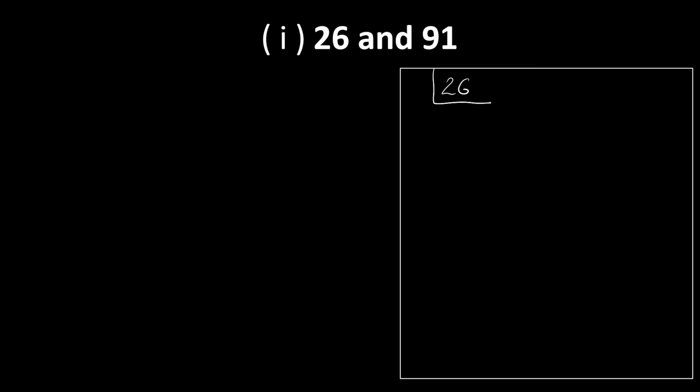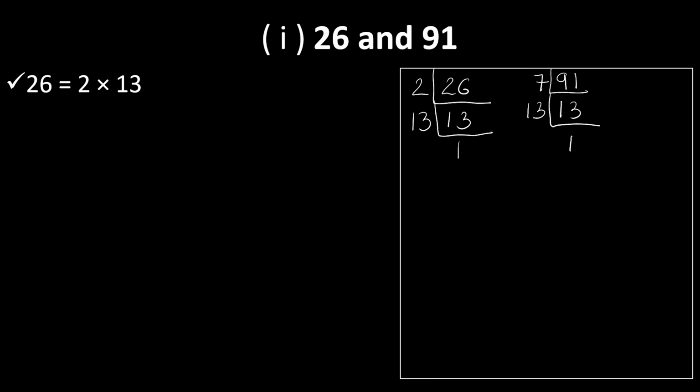If we divide it by 2, we get 13 as a quotient. Again 13 is a prime factor, so let's divide it by 13. We get 1 as a quotient. Now what about 91? We can divide 91 by 7. That will give us 13 as a quotient. 13 is again a prime number, so let's divide 13 by 13 to get 1 as a quotient. So therefore we can write 26 as 2 into 13. Now this can be written as 2 raised to 1 into 13 raised to 1.